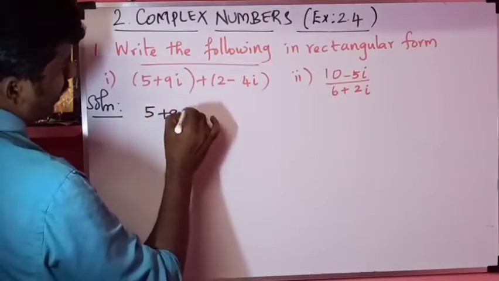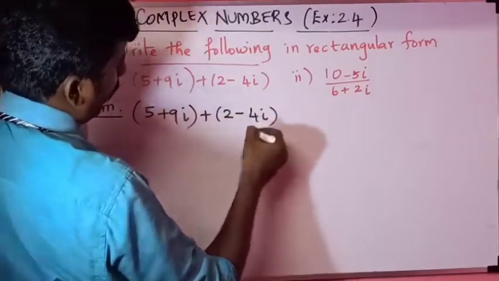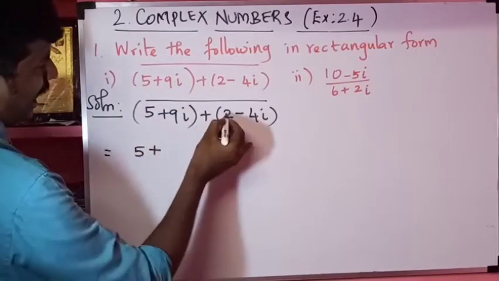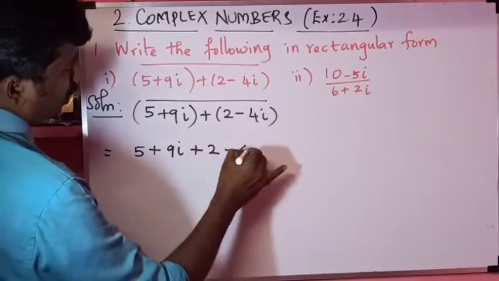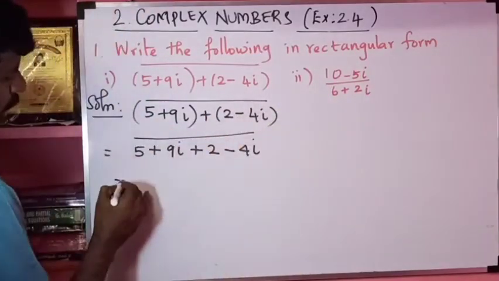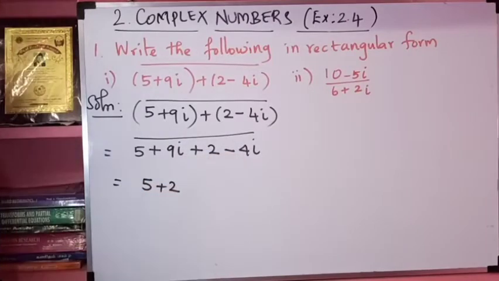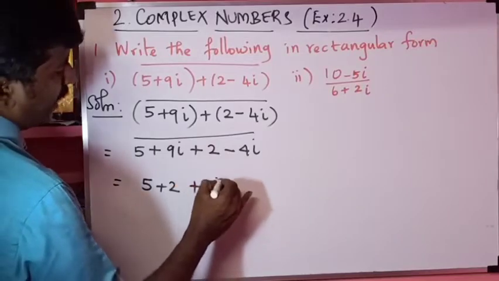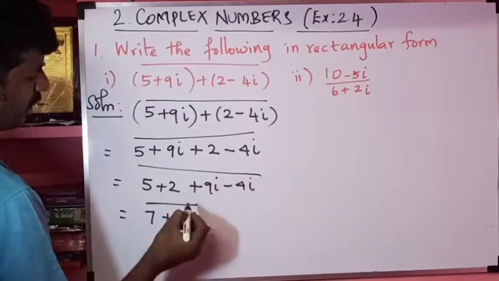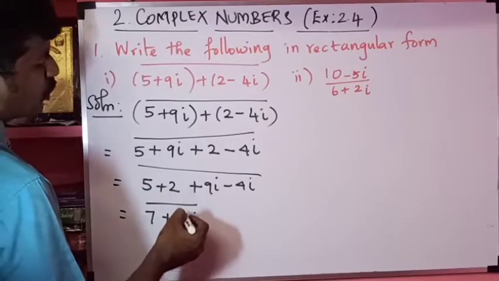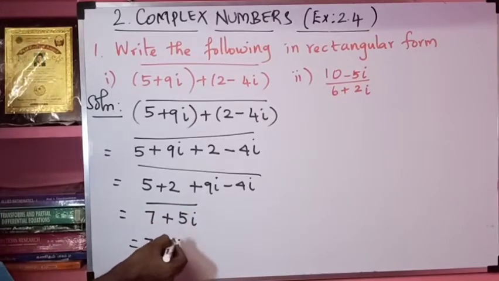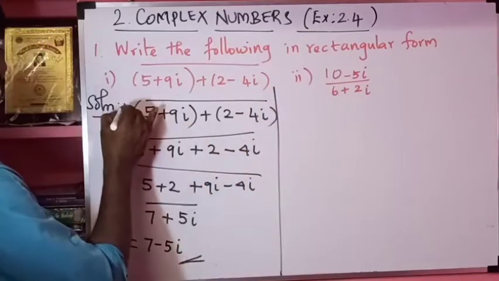What is given? 5 plus 9i plus 2 minus 4i, with the whole bar on top. Let it stay like that. Then we take the real numbers and the imaginary numbers separately. Writing it as given: the 5 plus 9i plus 2 minus 4i, the whole bar. Now 5 plus 2, real numbers separately, then 9i minus 4i. So it is 7 plus 5i, the bar, which is nothing but the conjugate. The conjugate value is 7 minus 5i. This is the answer for the first part.